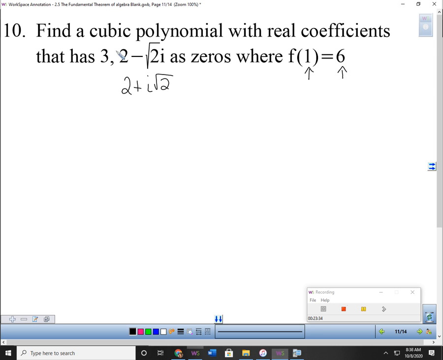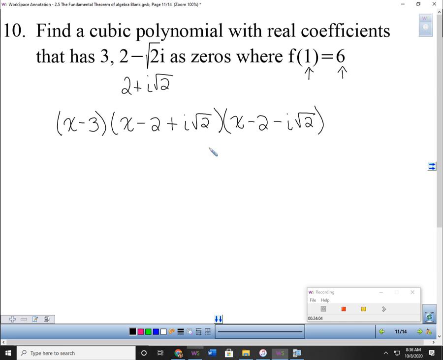All right? So I've got x minus 3. And then remember, you've got to change the signs of the 2 and this root. So I've got x minus 2 plus, and I'm putting the i in front of the square root of 2. And then do the same thing with this one. So x minus 2 minus i square root of 2. So you're going to do the back 2 first and leave the x minus 3 for last.